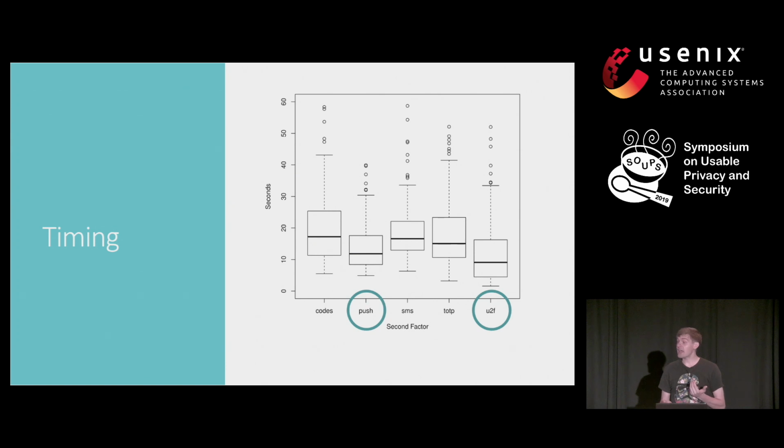Another thing that we looked at was individual learnability within timing. We wanted to know, as users become more familiar with this particular second factor, will it increase the speed with which they can authenticate? This was true in the case of push notifications and U2F, so that's also encouraging to know. Maybe if at first a user feels like it takes too long, they can speed up with a system they weren't familiar with at first as they learn more about it.